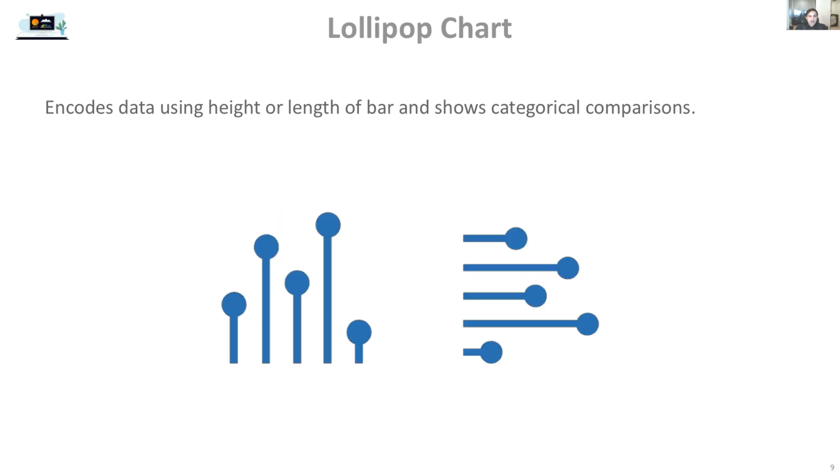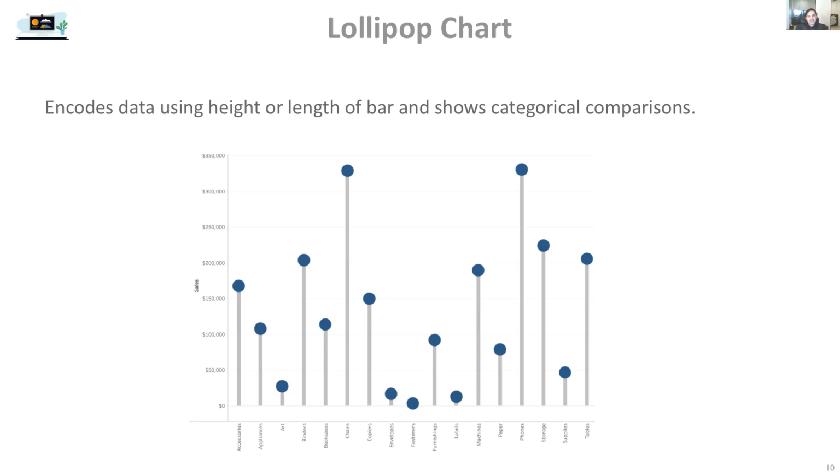A lollipop chart is a handy variation of a bar chart where the bar is replaced with a line and a dot at the end of it to highlight the data value. Just like bar charts, lollipop charts are used to make comparisons between different categories. Here is an example of a vertical lollipop chart showing sales for different categories of products. The common baseline, as you see, starts at 0, which is good.